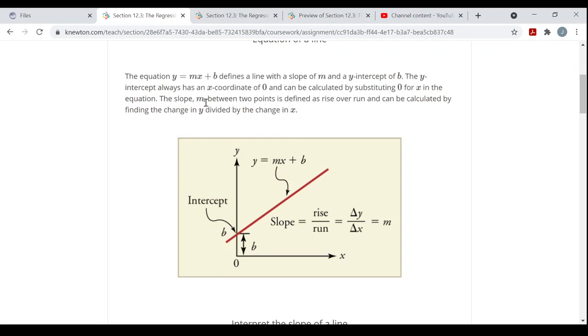The slope m between 2 points is defined as rise over run. It can be calculated by finding the change in y divided by the change in x, delta y over delta x, rise over run. I'm hoping all this looks familiar to you. This slope number just tells you how to travel on the line. The run tells me how far right or left to go, and the rise tells me how far up or down to go to keep on the line. I go right delta x and then up delta y, right delta x, up delta y.